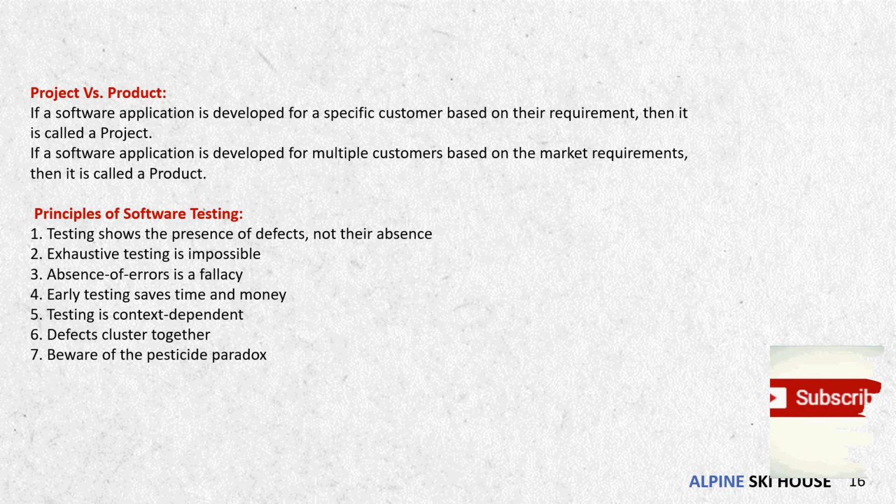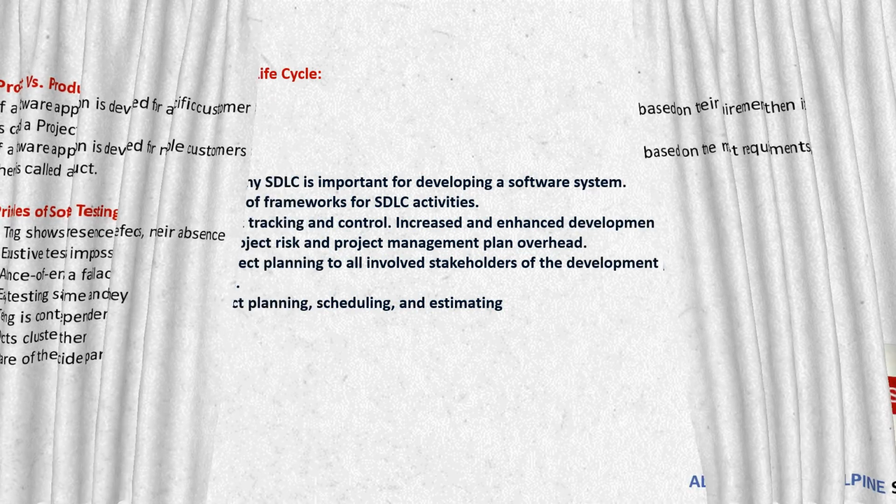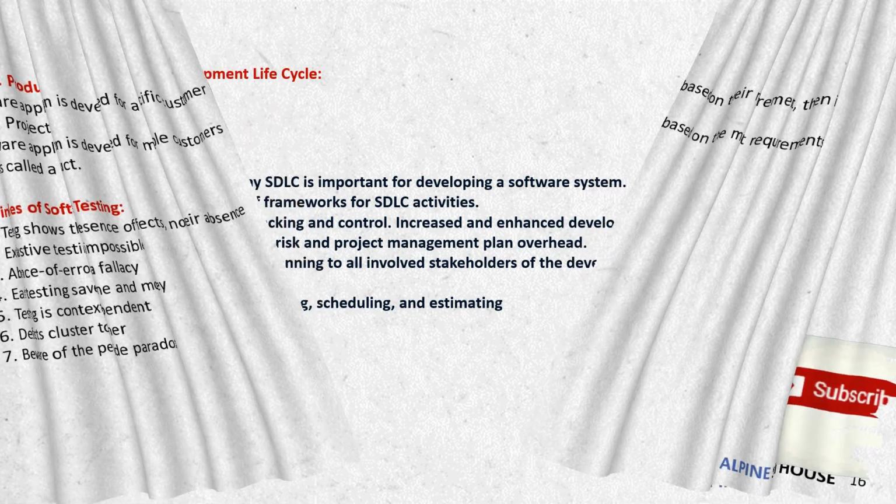Principles of software testing. Testing shows the presence of defects, not their absence. Exhaustive testing is impossible. Absence of errors is a fallacy. Early testing saves time and money. Testing is context dependent. Defects cluster together. Be aware of the pesticide paradox. I think you have heard about the pesticide paradox, and we are going to discuss this one.